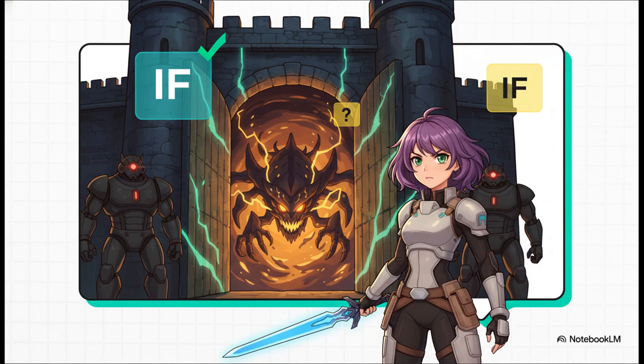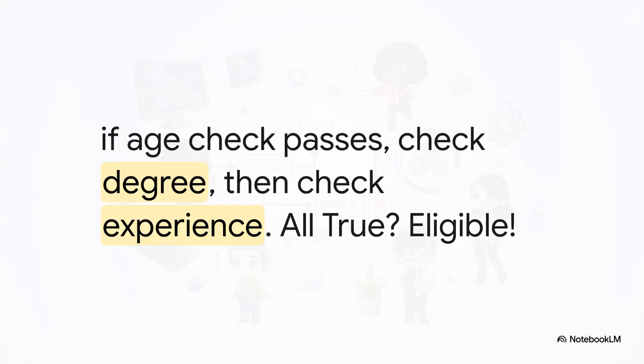If you fail at the castle guards, you never even see the boss. Your Python code works exactly the same way. Let's walk through this real-world job application example to see how it works. Notice the deep indentation levels here. They are absolutely crucial. First, we have the outer check. Are they between 21 and 35 years old? If that's true, we unlock the next level, the first inner check.